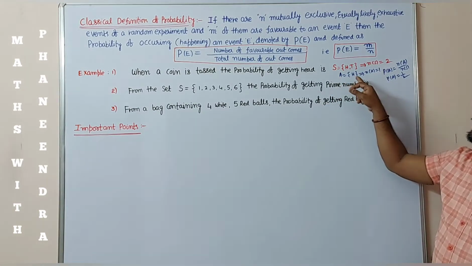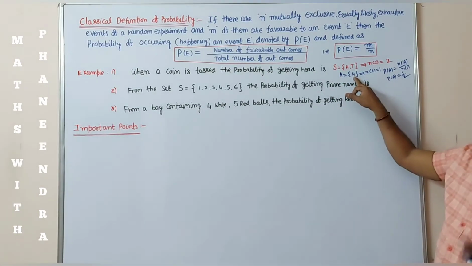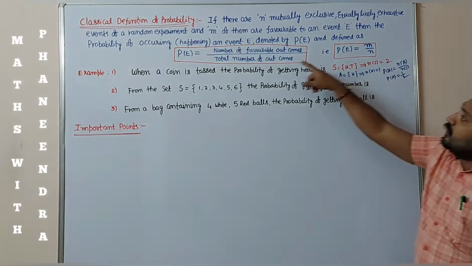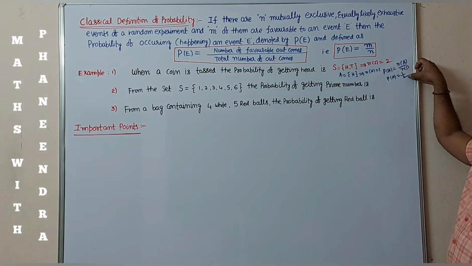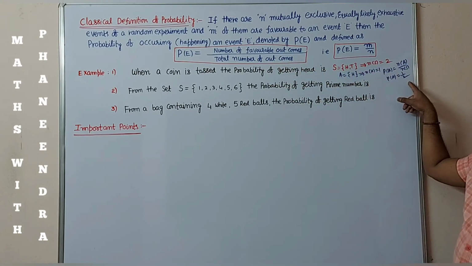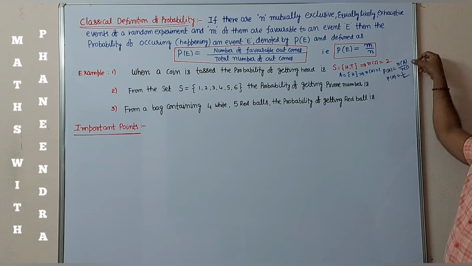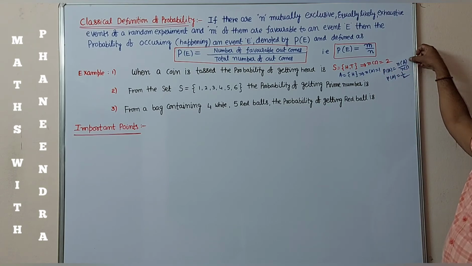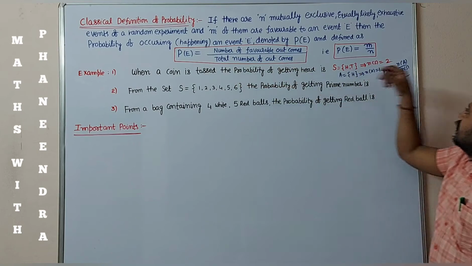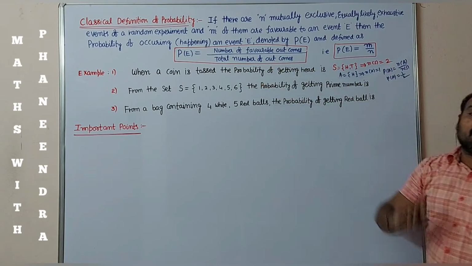So A is equal to H. Favorable cases are what? Only one. So the number of favorable cases 1 divided by the total number of cases, which is 2. So this is the way: P of A is equal to N of A by N of S. N of A is favorable outcomes. N of S is total outcomes.